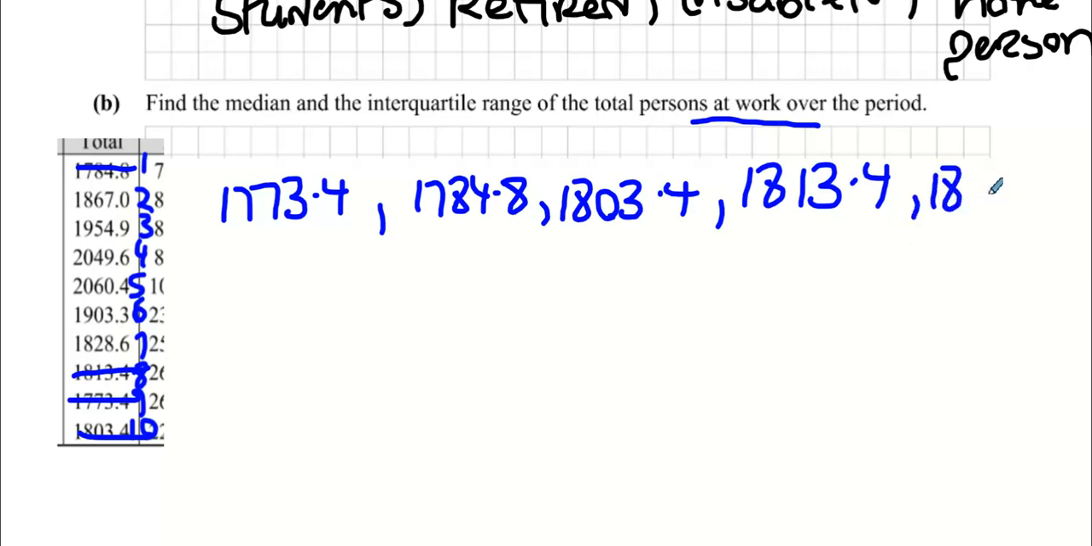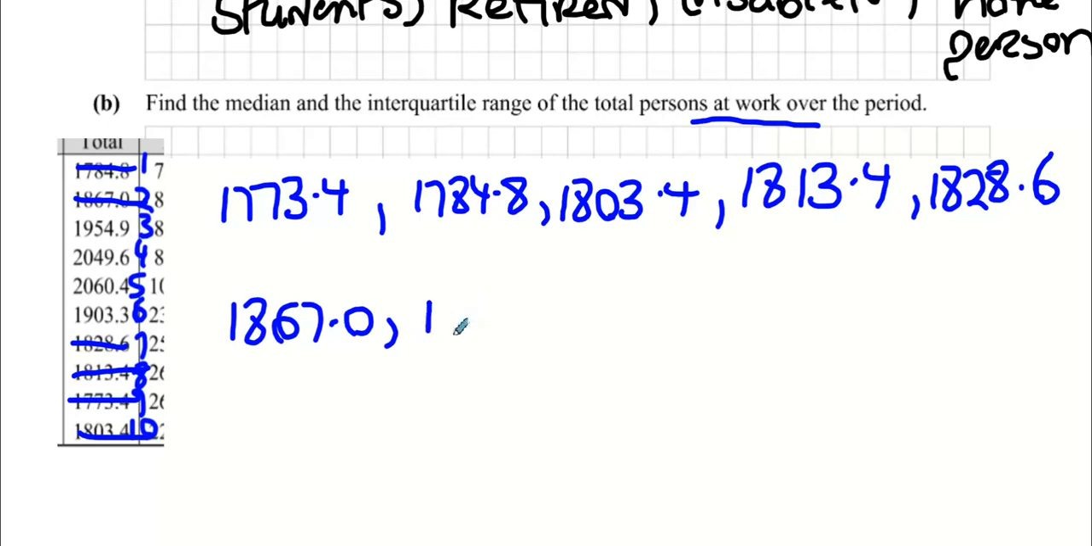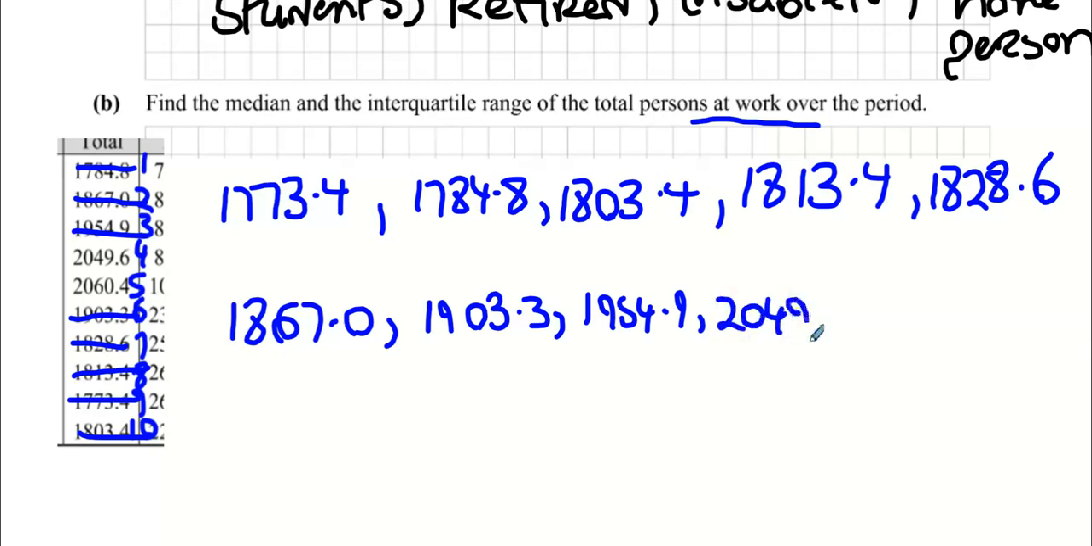We've got 1828.6. You all good? Okay, next one on the list, guys. 1867.0. Happy enough with that. Next one. 1903. All right, next one. It's actually quite easy. It's just time is what I'm finding. And then after that.